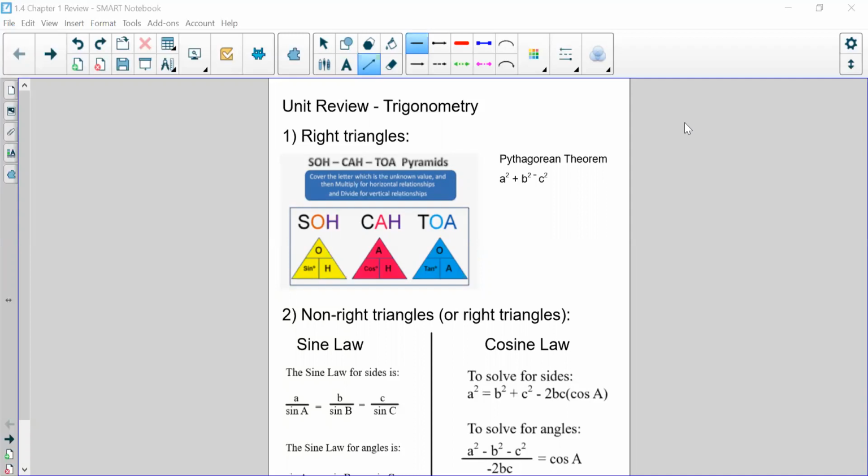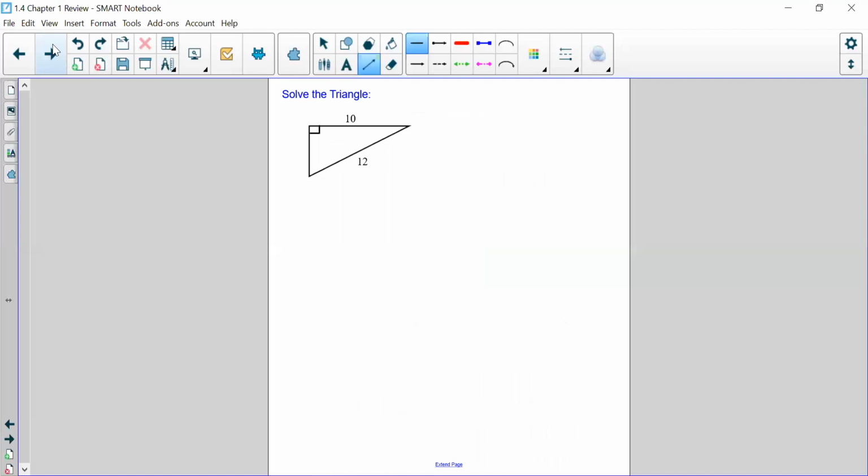Now, a little trick is that sine law and cosine law do work on right triangles. So if SOHCAHTOA is a little confusing and that's something you want to just let go and focus on sine law and cosine law, that actually works. So use whatever formulas you're most comfortable with while you're working these triangles. I will be reviewing SOHCAHTOA and sine law and cosine law though.